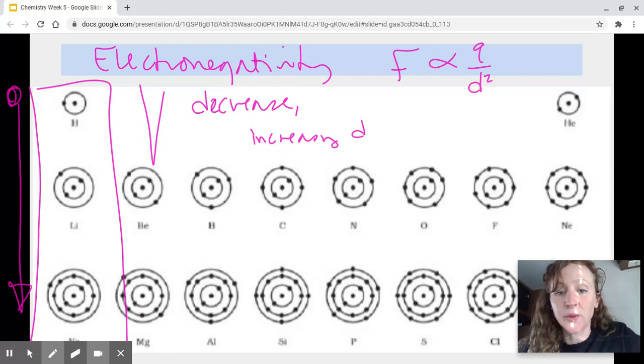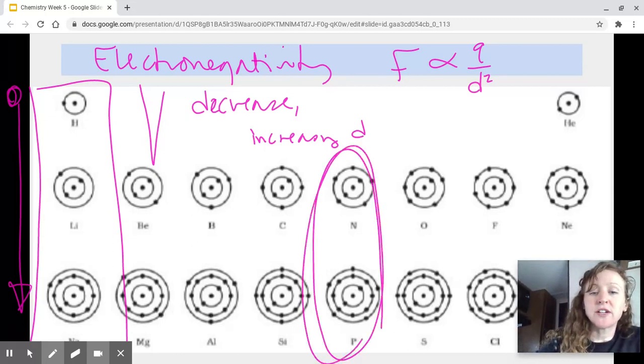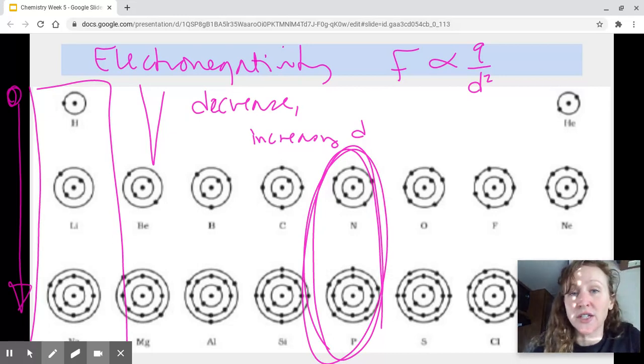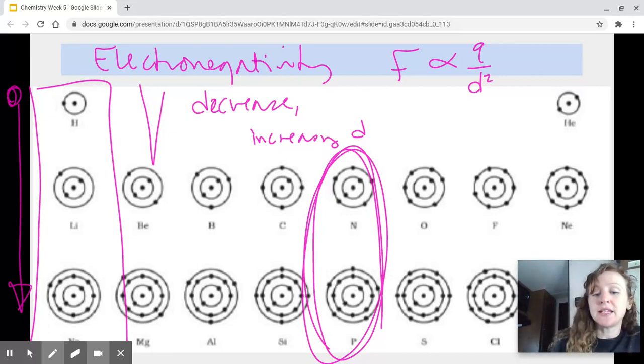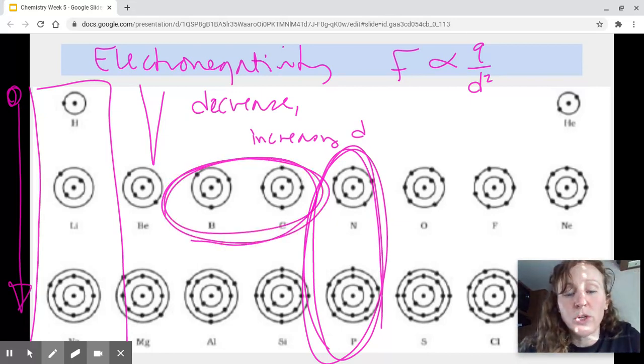All right, so let's do a quick check-in here. Let's again compare nitrogen to phosphorus. Which one's going to have the largest electronegativity out of those two? And then let's do boron and carbon in this case. Which one is going to have the largest electronegativity between boron and carbon?